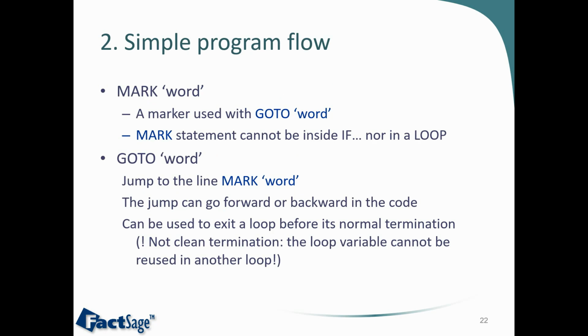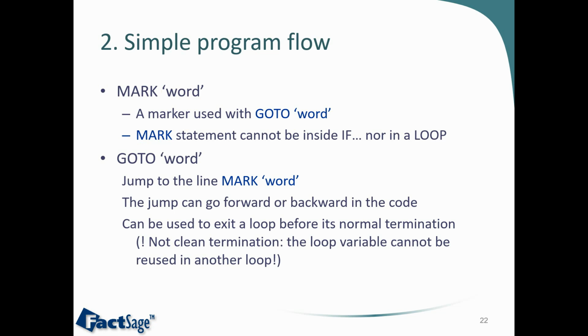There are also several commands to control the flow of the program execution. A marker and the GOTO statement can be used to immediately jump to another part of the program indicated by the marker. The marker location in the code is indicated by the MARK statement, followed by a user-defined identifier like word here, like a label. The marker cannot be located inside a loop or a conditional statement. The marker can be located before or after the GOTO statement to make a backward or forward jump.